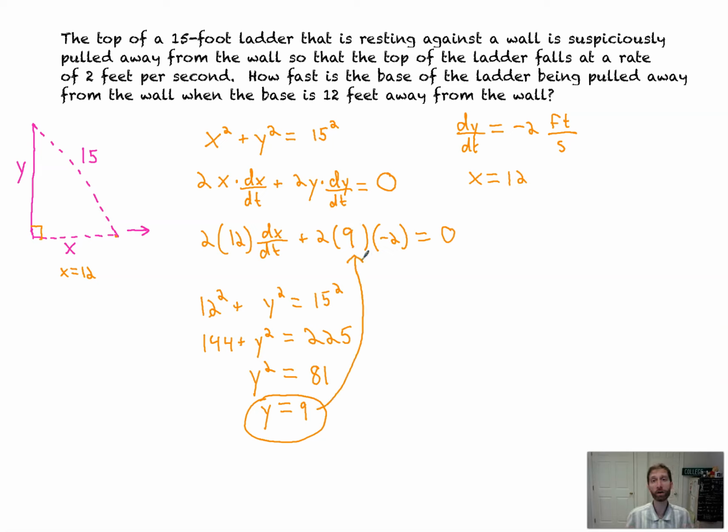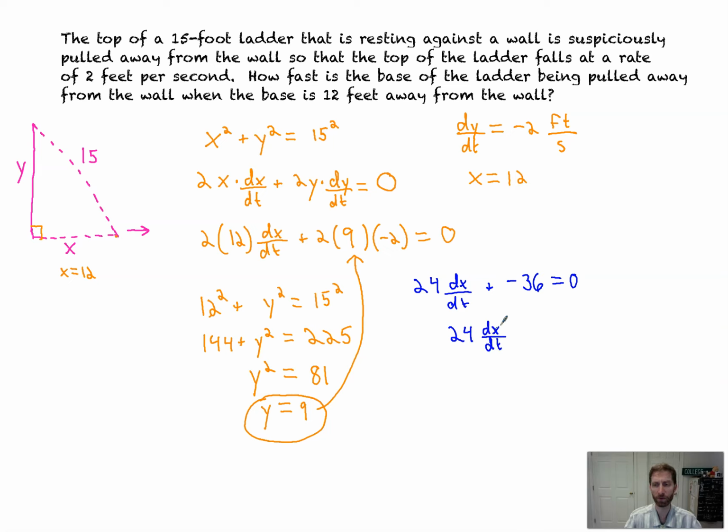Now we've got all the variables we needed, and we just need to solve for the unknown of dx dt, the rate at which we were pulling this ladder away from the wall. So we simplify a little bit. We get 24 right here, dx dt, plus 2 times 9 times negative 2 is negative 36. It's equal to 0. We add 36 to both sides. Very easy equation at this point, right?